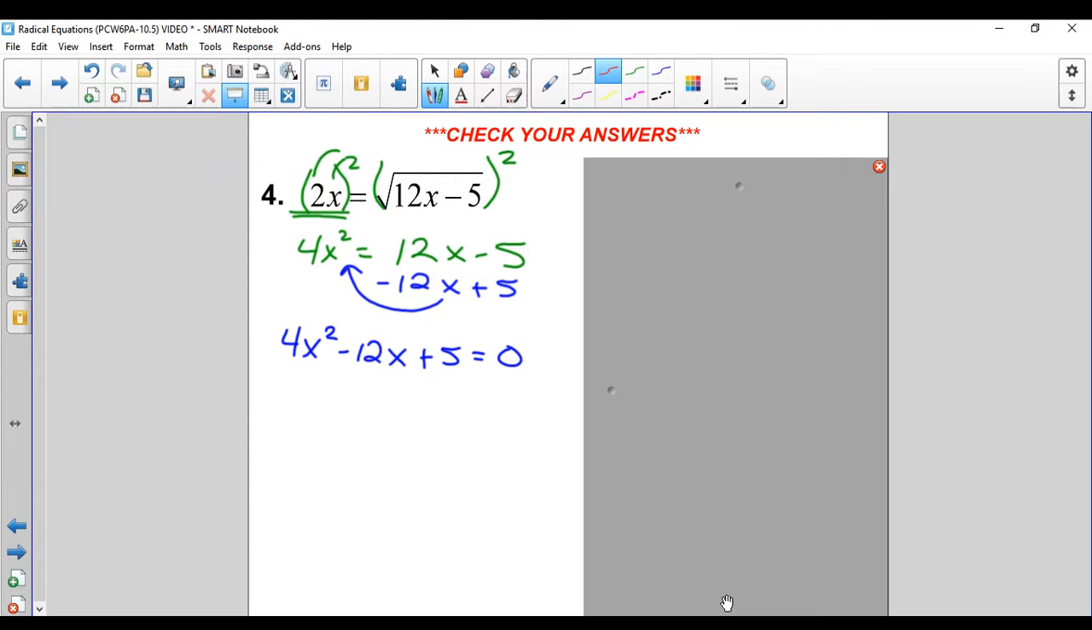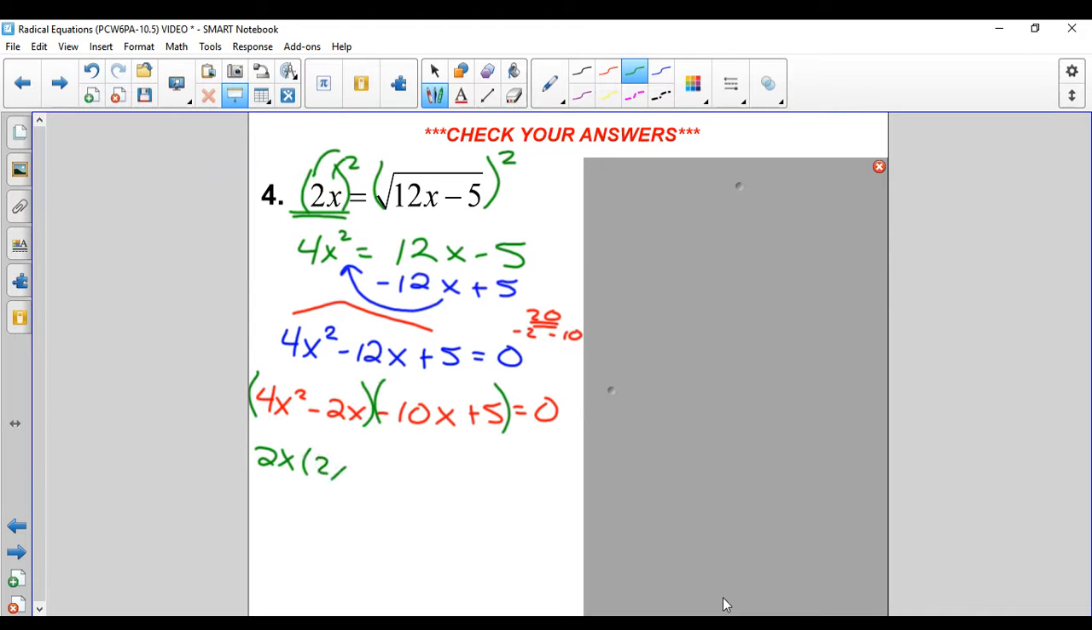So we go ahead, use the AC method if you want. We get 4 times 5 is 20. Factors of 20 that add up to -12 are -2 and -10. So we go through 4x squared minus 2x minus 10x plus 5 equals 0. Group them. GCF. 2x minus 1 is left over.